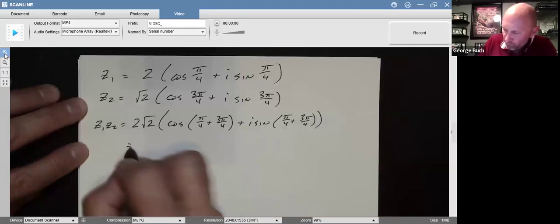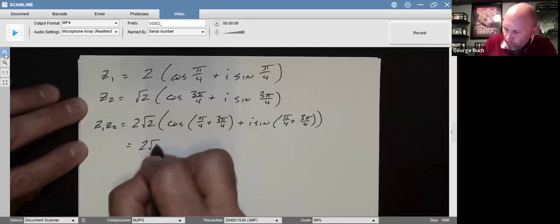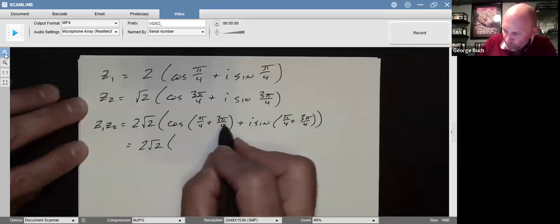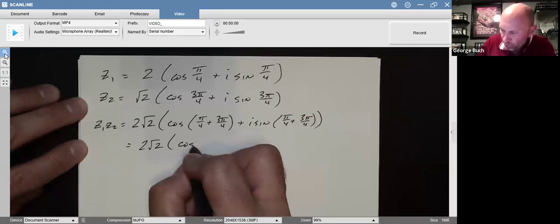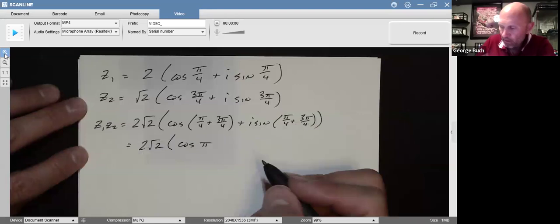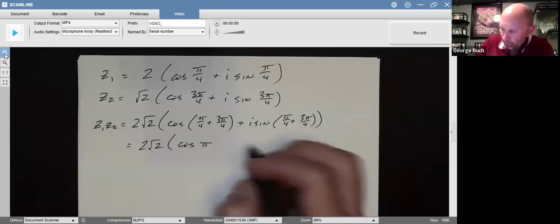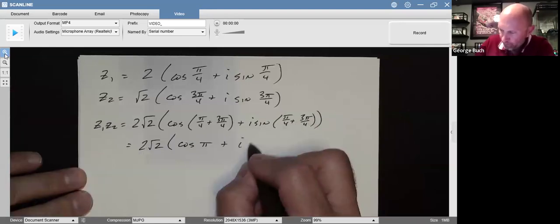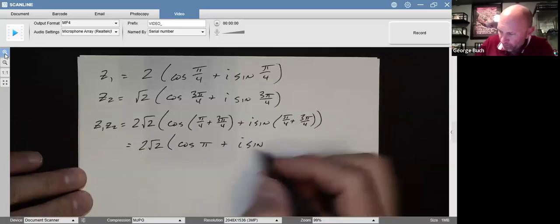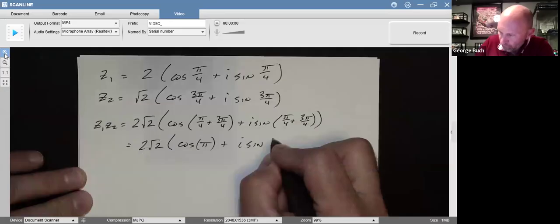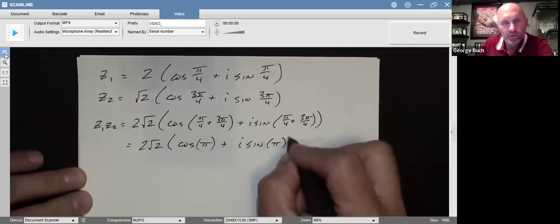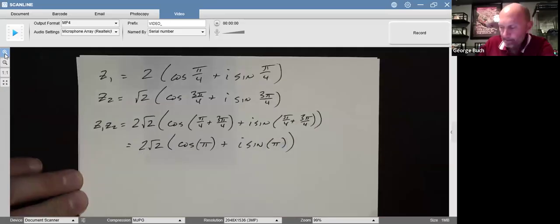So we get 2 root 2. Pi over 4 plus 3 pi over 4 is 4 pi over 4, which is just cosine of pi, plus I sine, and it better be the same thing, so plus I sine of pi.